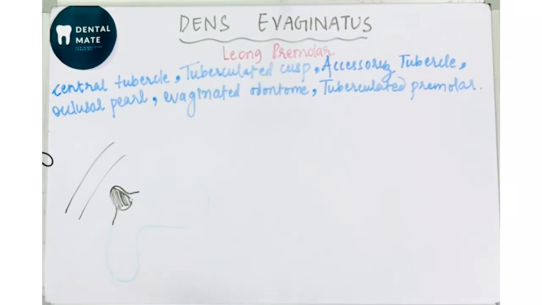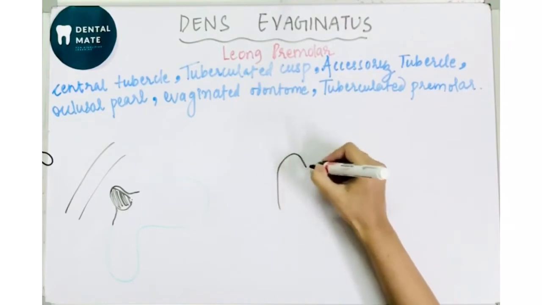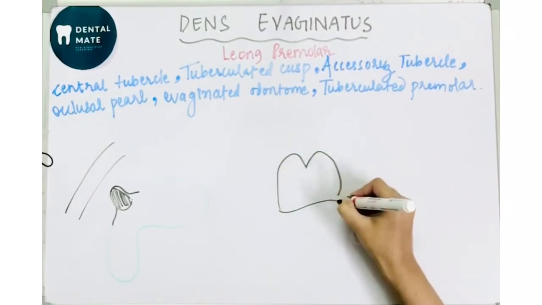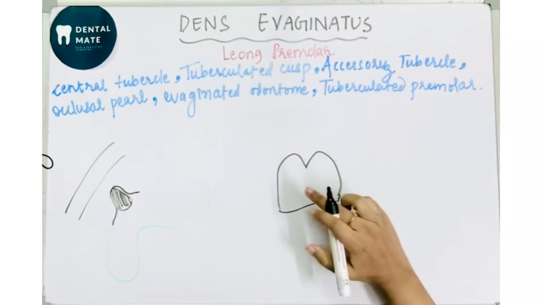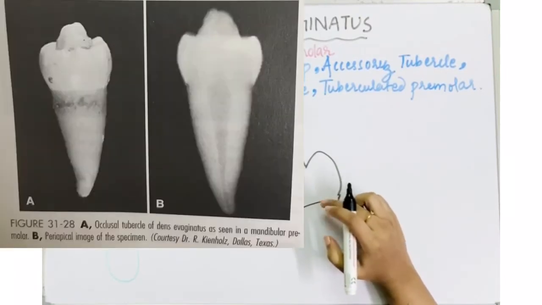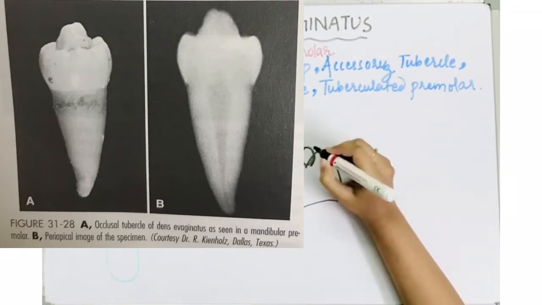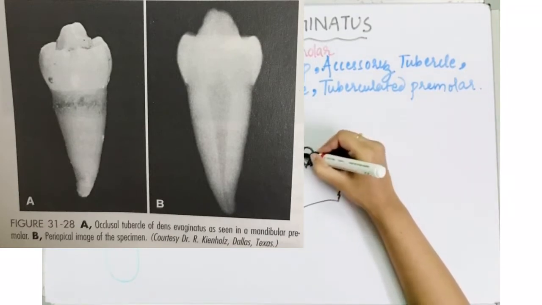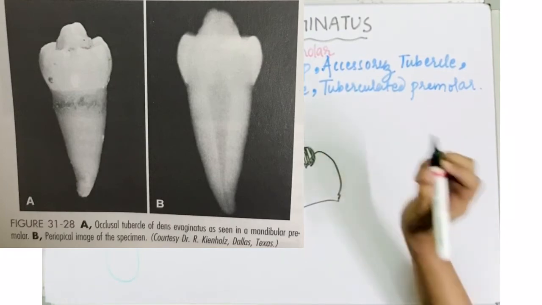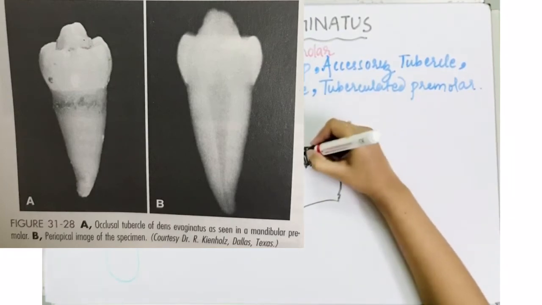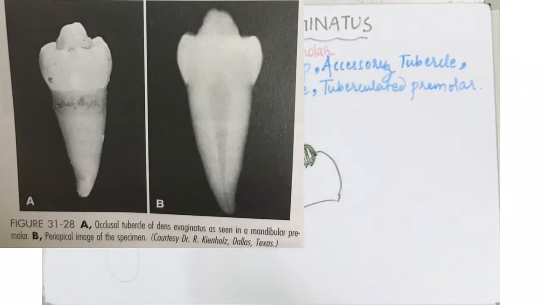So what is this? This is actually a cusp like elevation. Let us draw a crown. So this is a cusp like elevation of enamel. It is usually located in the central groove or lingual ridge of the buccal cusp of premolars. So this can actually also be called an accessory cusp. It is a cusp like invagination of the enamel, an elevation of enamel. This is usually located in the central groove or lingual ridge of the buccal cusp of the premolar or the molar tooth.